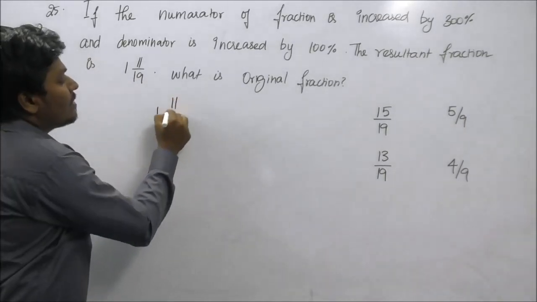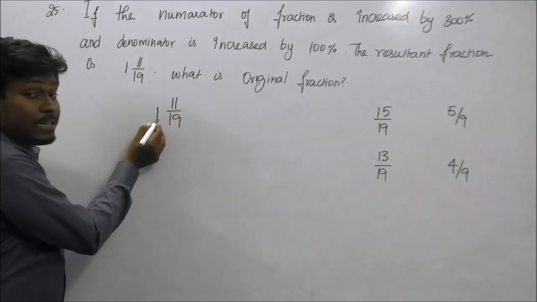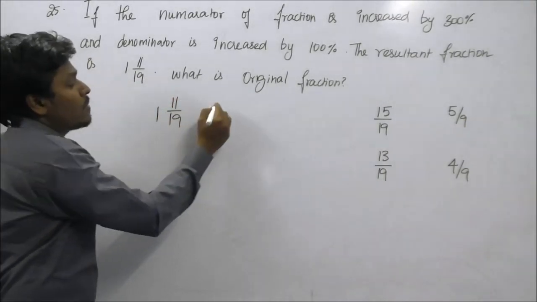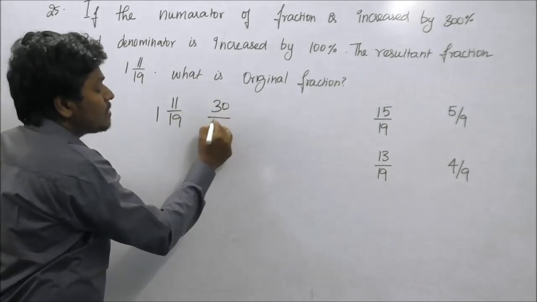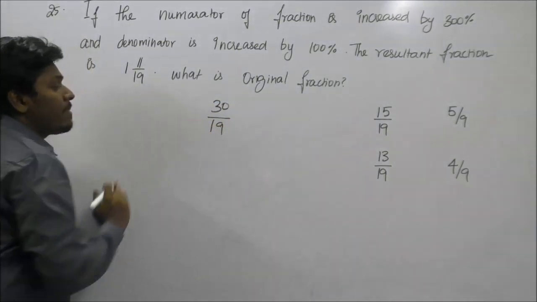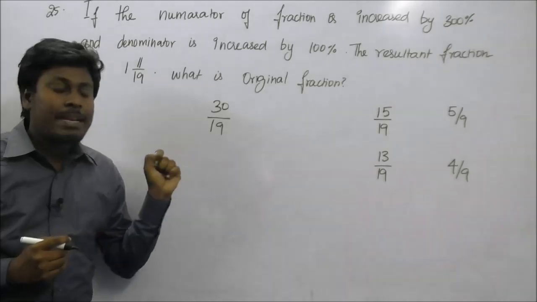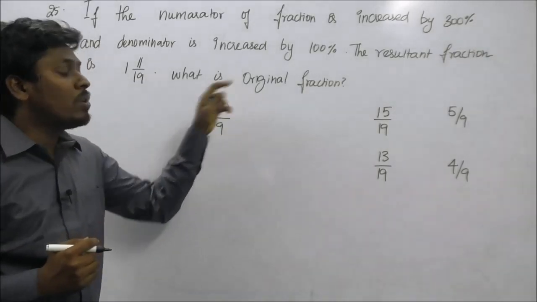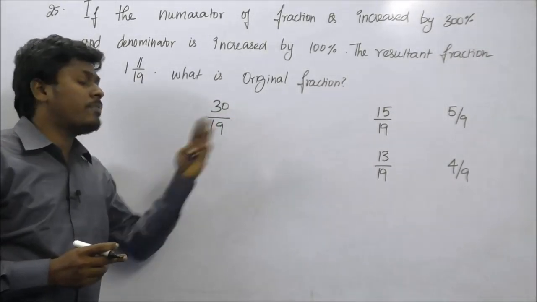So 111 by 19 can be written as 19 into 1 is 19, so 19 plus 11 is 30. So 30 by 19 is the fraction. We have got the fraction as 30 by 19. They have asked what the original number is, and they have given four options.